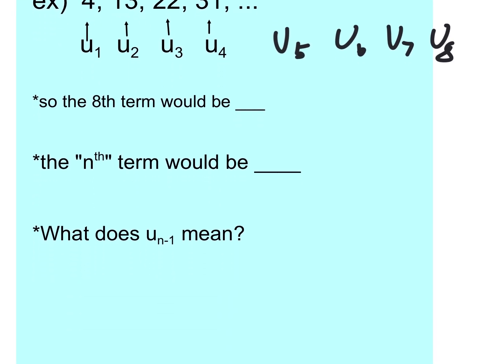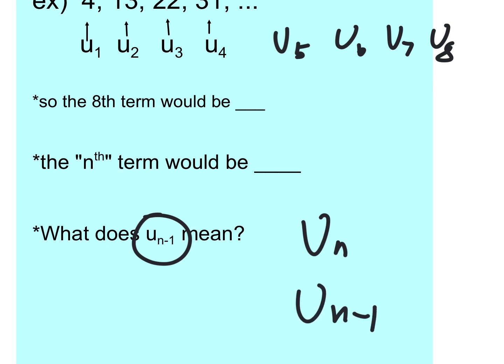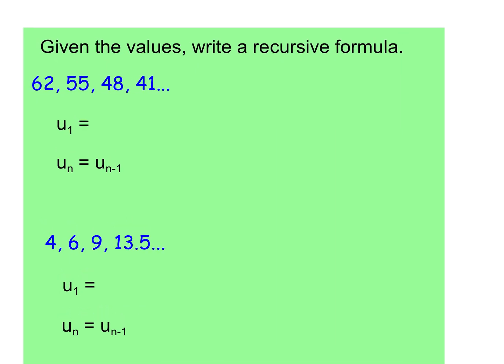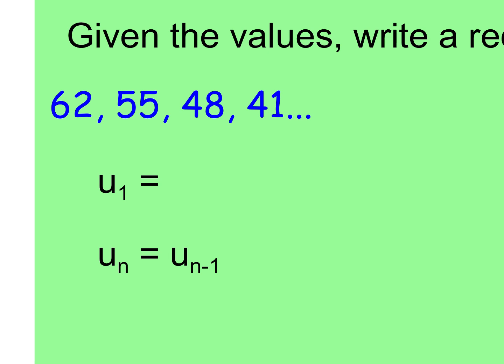All right. What does this mean? That means the term in front of the random term. This means a random term. This means the term right in front of it. All right. So given these values, write a recursive. Okay. What's U sub 1, everybody? Say it if you know it. 62. It's the first term. What's this? It's always there. They just wrote it for me.